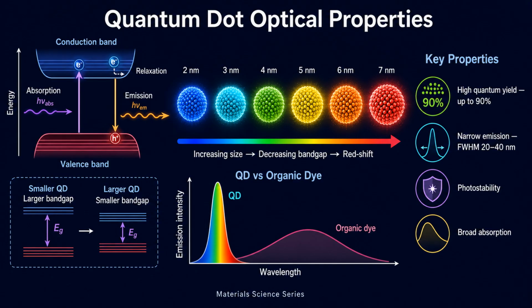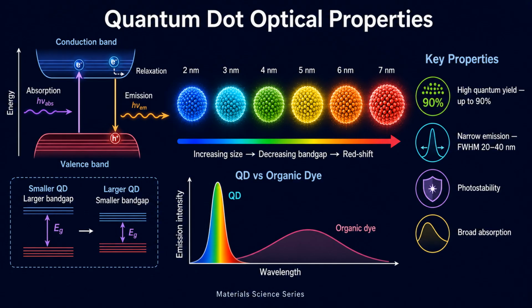The band gap, and thus the emission wavelength, depends on particle size. Smaller particles have larger band gaps and emit higher energy, bluer light. Larger particles have smaller band gaps and emit lower energy, redder light. Key advantages of quantum dots include high quantum yield, up to 90% for well-passivated core-shell structures.